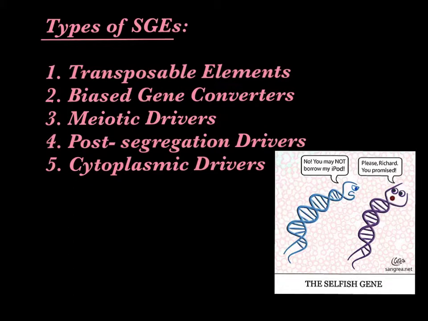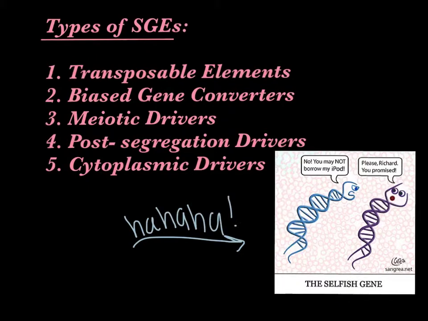There are several types of SGEs. First, transposable elements. Second, biased gene converters. Third, meiotic drivers. Fourth, post-segregation drivers. Fifth, cytoplasmic drivers. These elements act to increase their own transmission to the detriment of other components of an individual's genome. This does not mean that such elements cannot have positive long-term evolutionary consequences, and some of the elements in this list can be both selfish and beneficial.